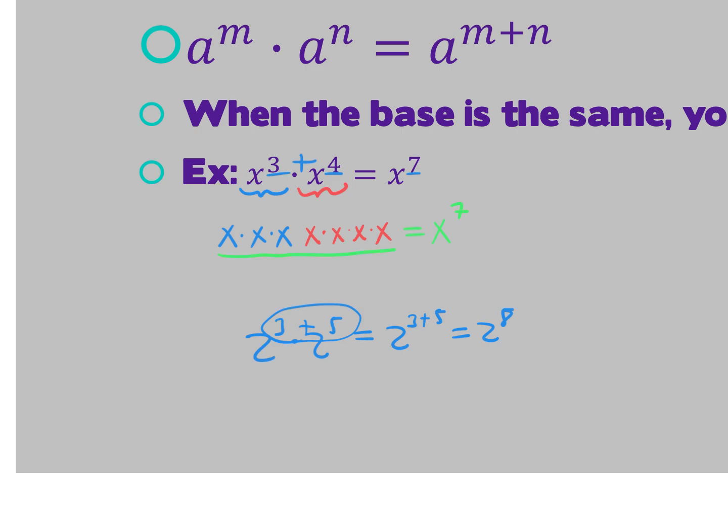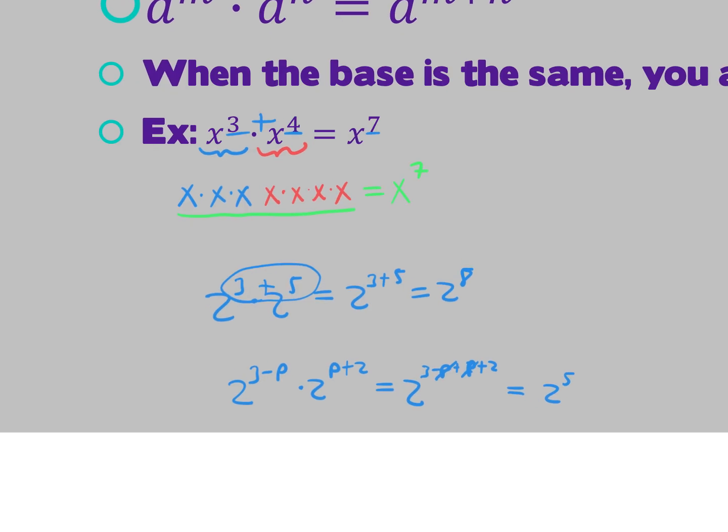So maybe in some homework problems, you see that we threw in some variables. Maybe if I had 2 to the 3 minus p times 2 to the p plus 2, you're still going to add those exponents. So let's say it was 2 to the 3 minus p plus p plus 2. This p and this p cancel out, and then you're left with 2 to the 3 plus 2, so 2 to the 5th. Something like that. If I did have a variable in the final answer, like maybe this was plus w, then it would just be my final answer plus w. I'm allowed to have a variable in the exponent.